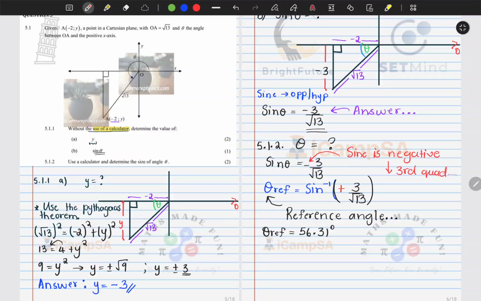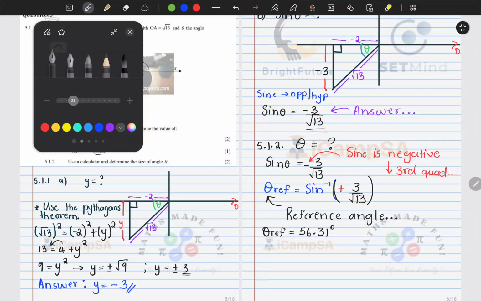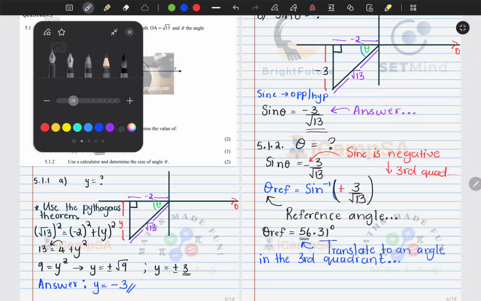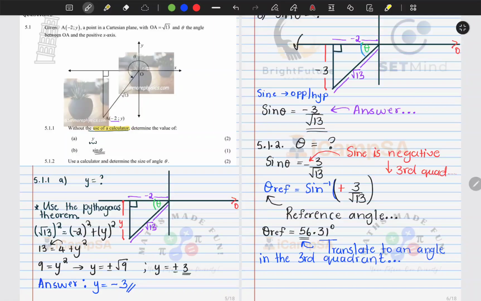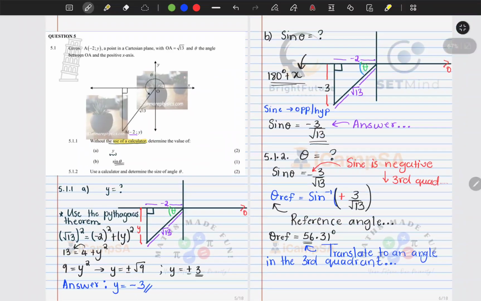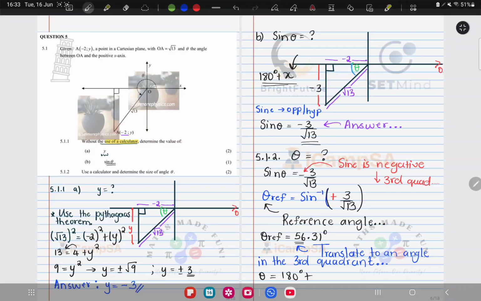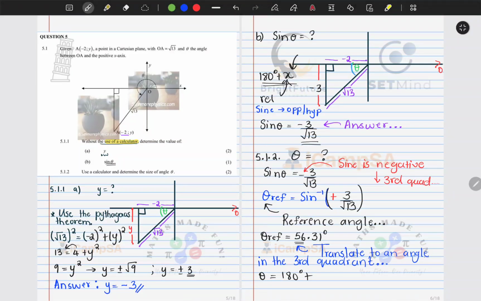So now we need to translate the angle that we have found into an angle that is in the third quadrant. And what we know about angles in the third quadrant is that all you simply have is usually 180 plus x. So this means our theta will simply be 180 degrees plus our reference angle, where x here is our ref angle. So it will be 180 plus 56.31 degrees.